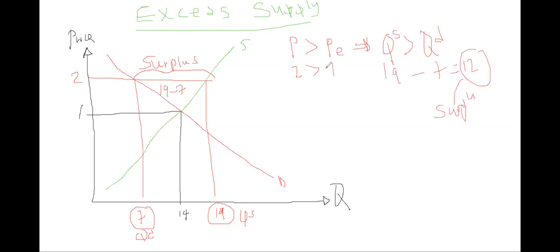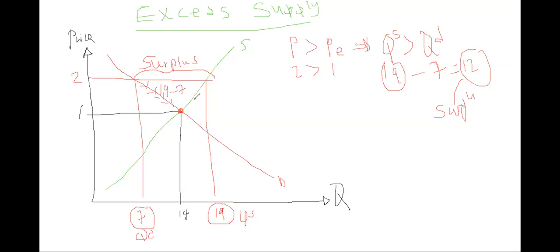So when this happens, how do we come back to this? Because in the market, we will always gravitate towards the equilibrium. Sellers want to sell this 19, but buyers want to buy only 7. So in the market there will be a surplus and sellers will compete among themselves. Because of that competition, it will drive the price back to the equilibrium.